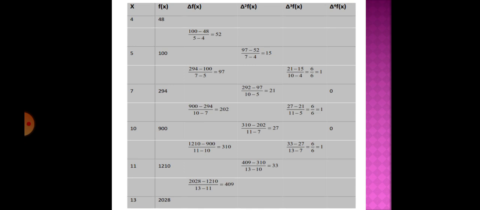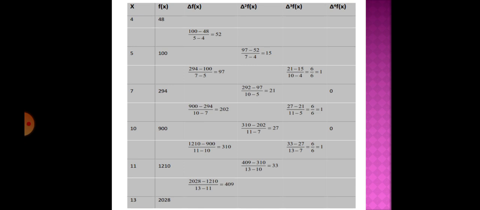Similarly, as in the first problem, we have to create a tabular column of del values. First, I'm writing the del value. Here, see, the second value minus the first value divided by the x values, second minus first. That is 100 minus 48 divided by 5 minus 4 equal to 52. Similarly, 294 minus 100 divided by 7 minus 5 equal to 97. Similarly, you have to do 900 minus 294 divided by 10 minus 7, and then 1210 minus 900 divided by 11 minus 10, which is equal to 310. And then 2028 minus 1210 divided by 13 minus 11, you are getting 409. This is the del value.